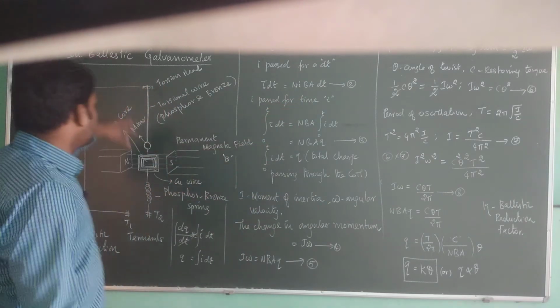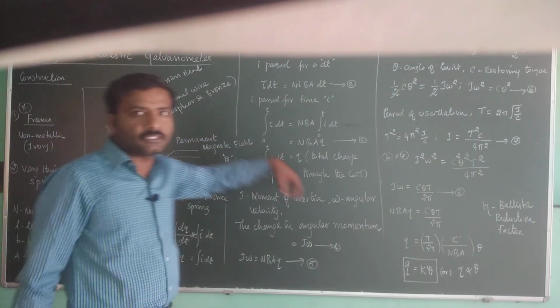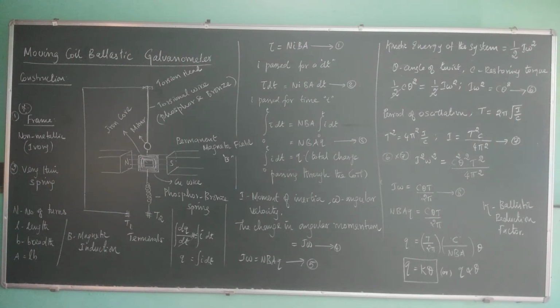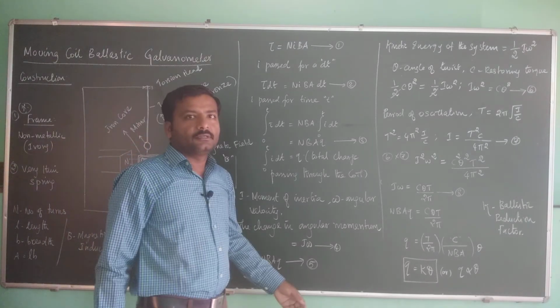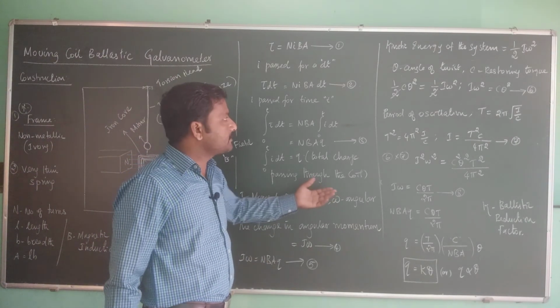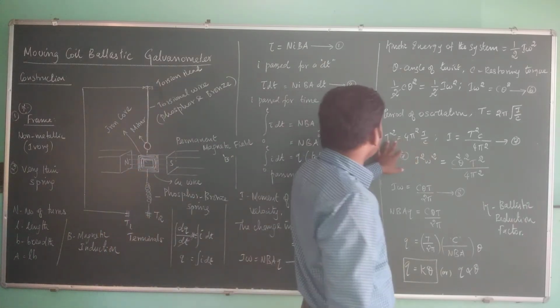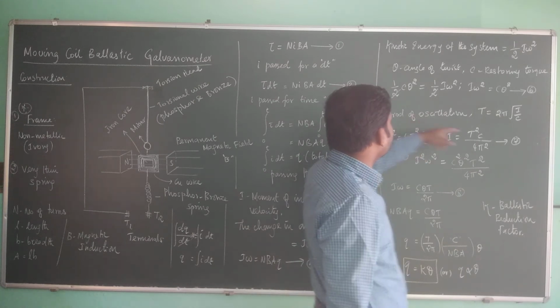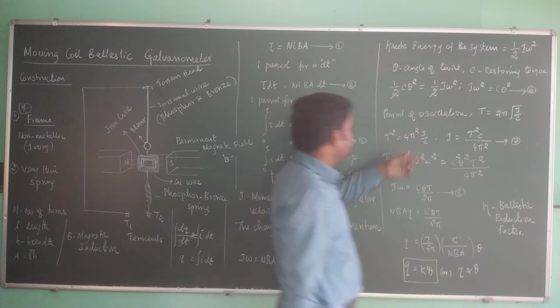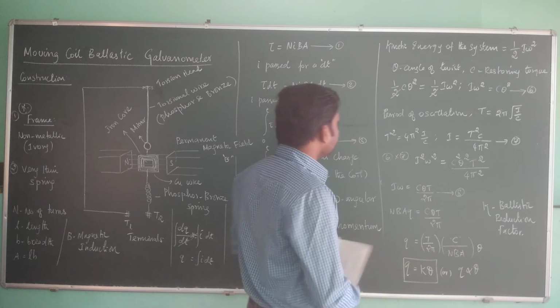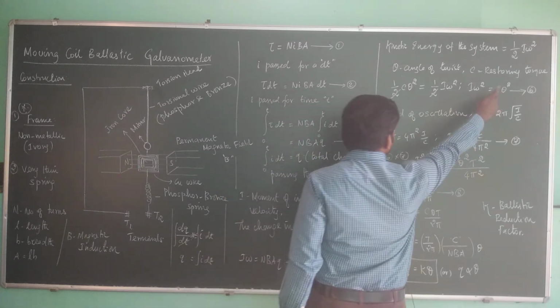The period of oscillations of this system, which we have compared with a simple pendulum, gives this expression: T square by 4 pi square equal to I by C, that is T equals 2 pi root of I by C. Processing all this, we can rewrite this equation for I and multiply equation 7 with equation 6.